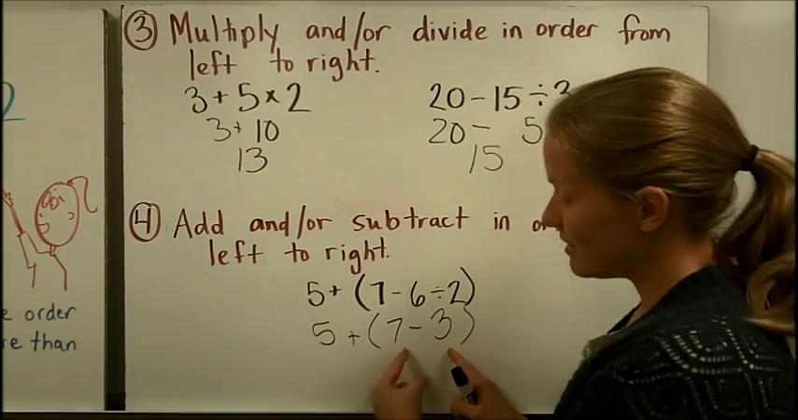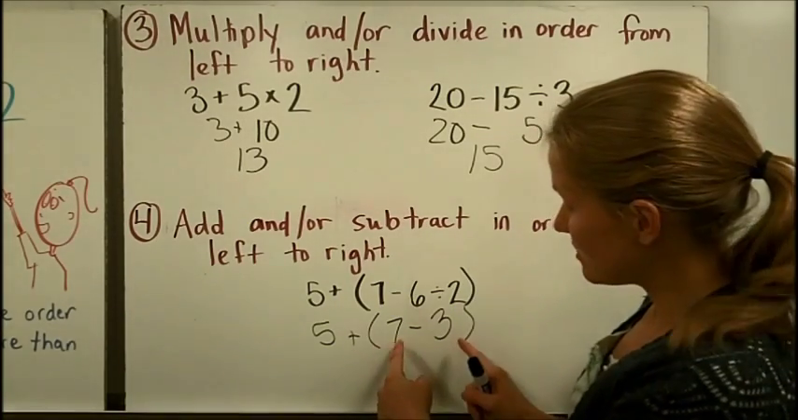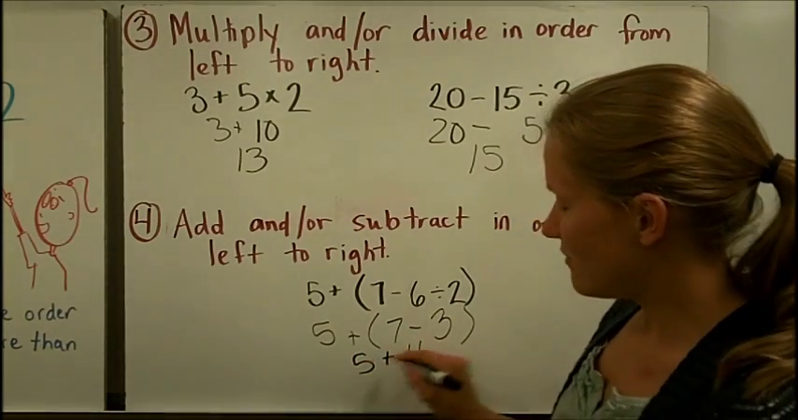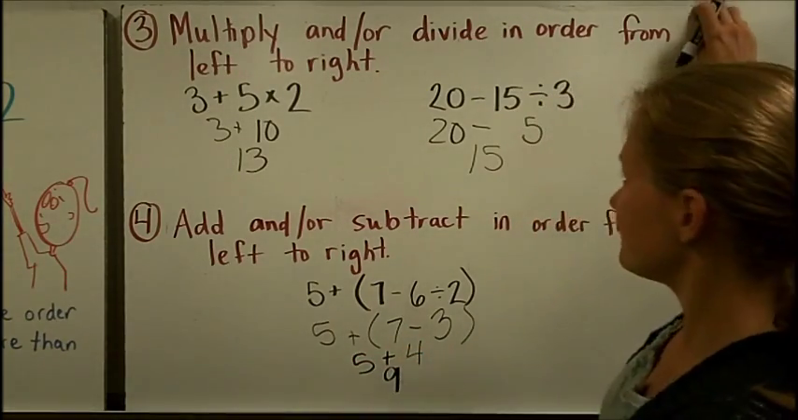Then I still have to do inside the parentheses first. So 7 minus 3 is 4. Recopy everything else, and then 5 plus 4 is 9.